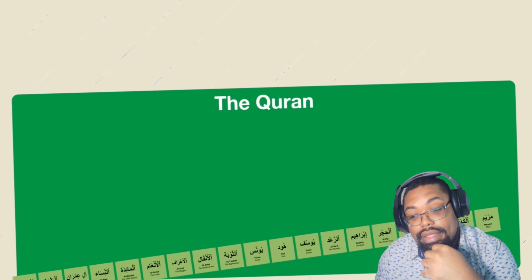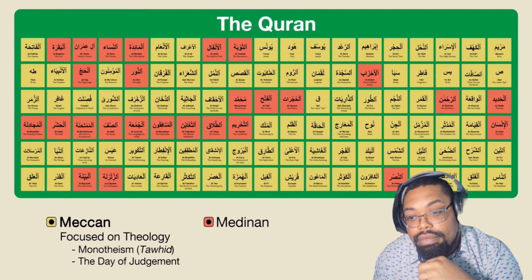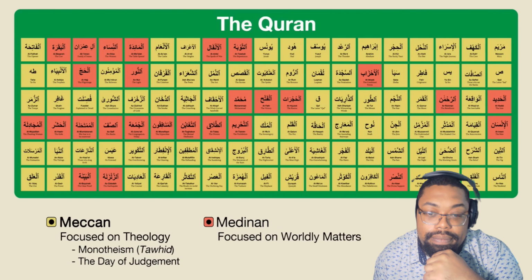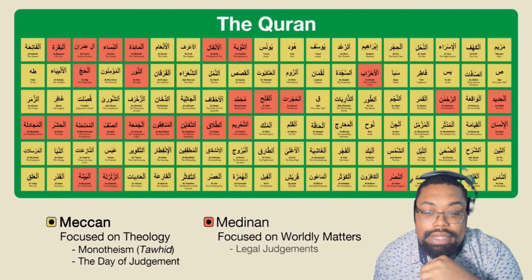However, after the Hijrah, the Quran started talking more about, again for lack of a better term, matters of the world. Because in Medina, the Prophet wasn't just a prophet, he was also a political leader, so he had to arbitrate over disputes, go to war, do diplomacy, etc.